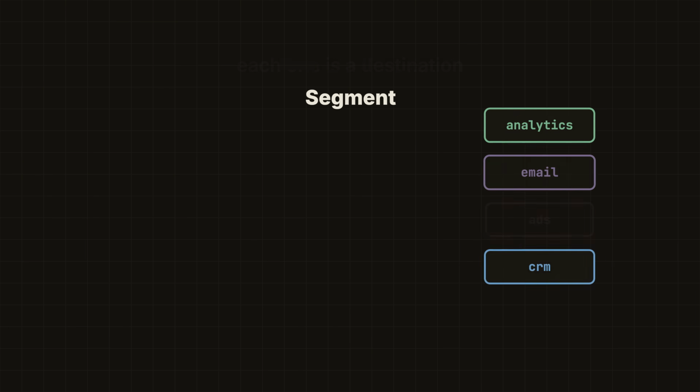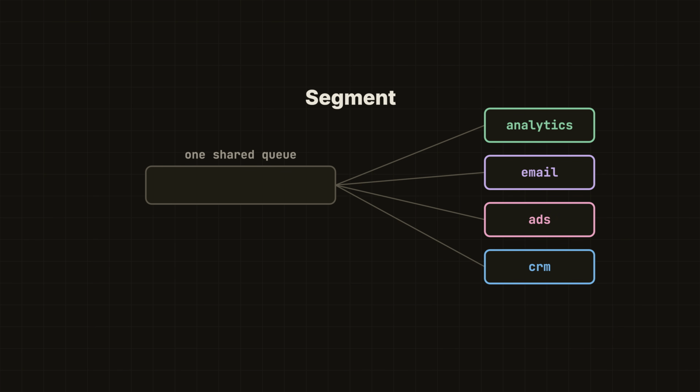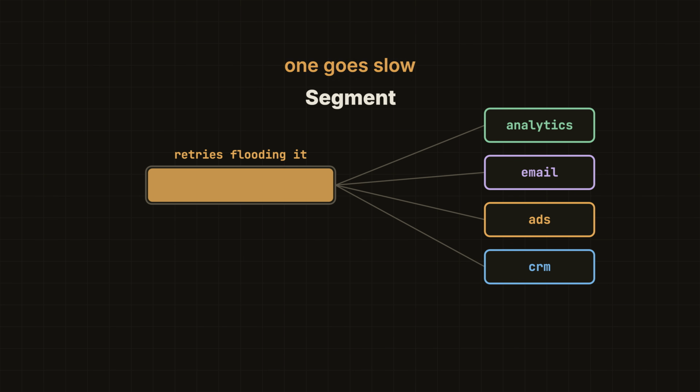So, a real one, Segment. They are a data company. They take your events and forward them onto other tools. And each place they forward to, they call a destination. And in the beginning, everything went through one shared queue. So if one destination went slow, the retries flooded that queue, and every other destination got delayed behind it. One slow partner, and everybody waits.